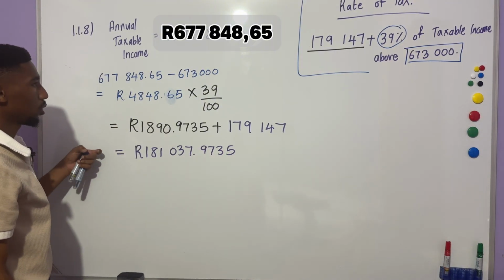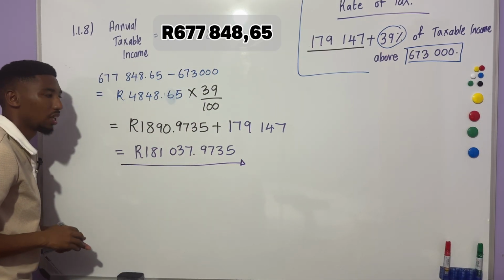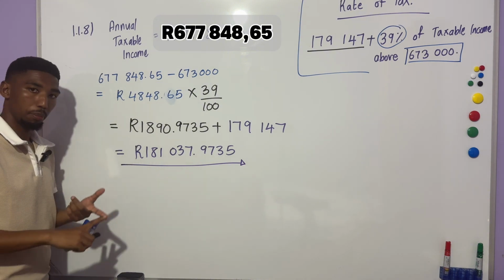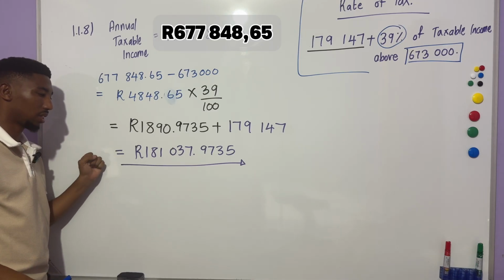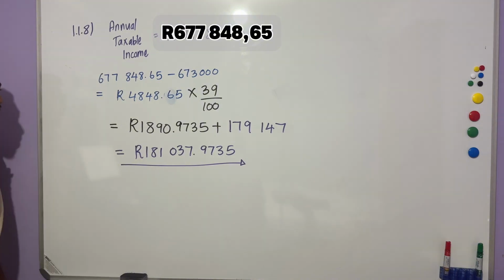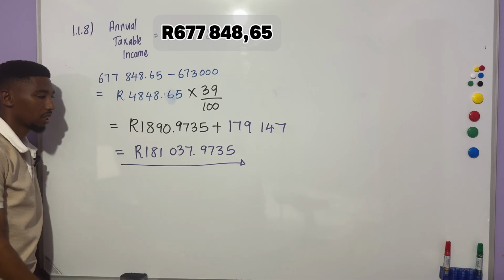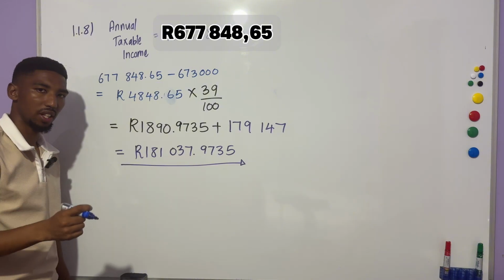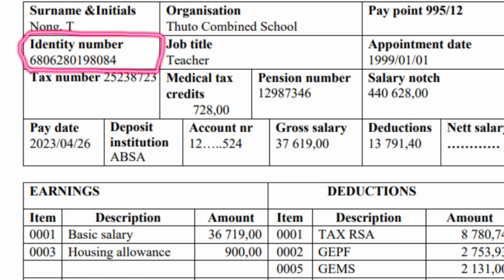Okay, so now that we have this and we've applied the tax table, then we go over to our medical tax credits and our rebates. That is what we subtract towards the end after we've done our tax table. Now we need to figure out the tax rebate that Ms. Nong qualifies for. We don't know Ms. Nong's age, but we do have a crucial bit of information in the salary advice. We do have the ID number. That's interesting. So to find the age of Ms.